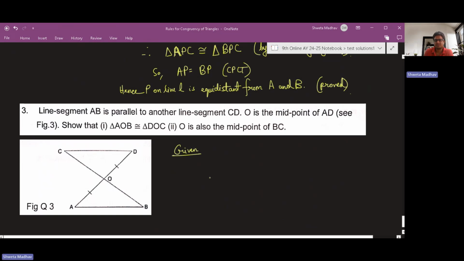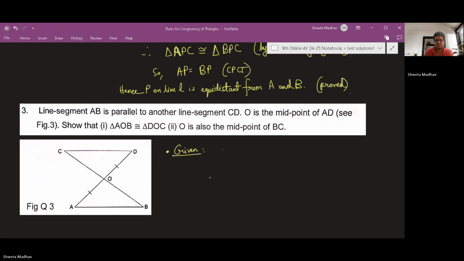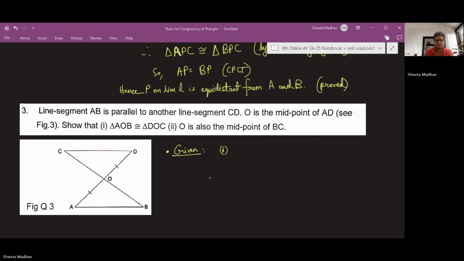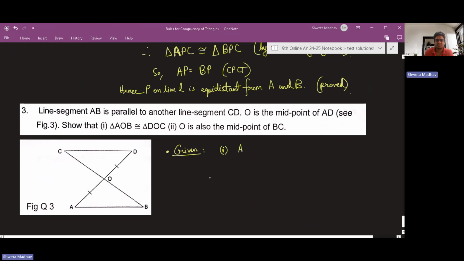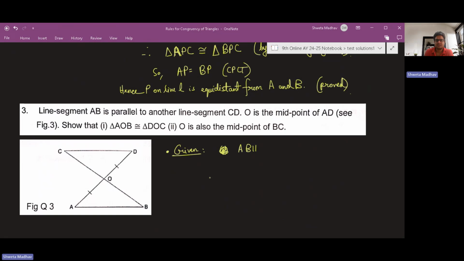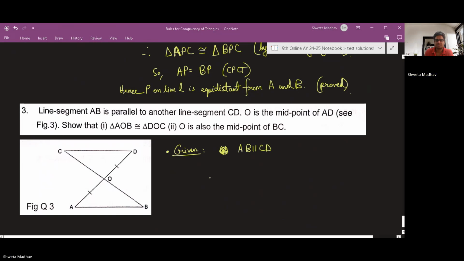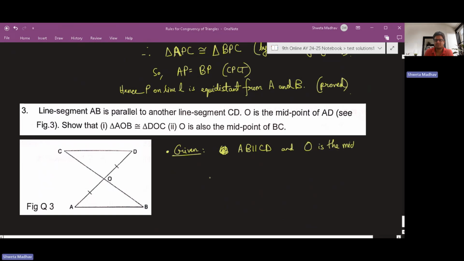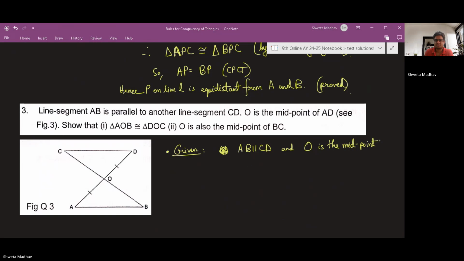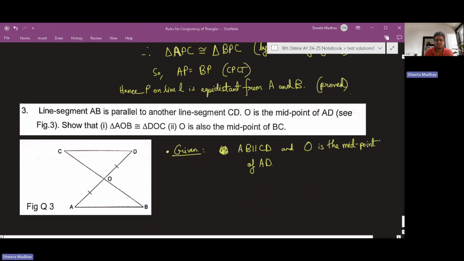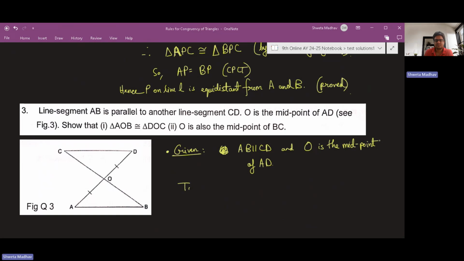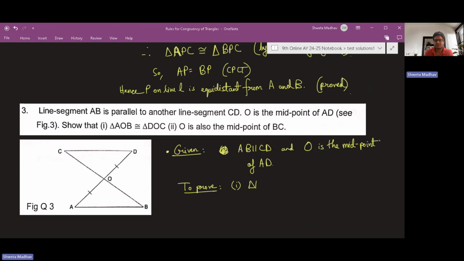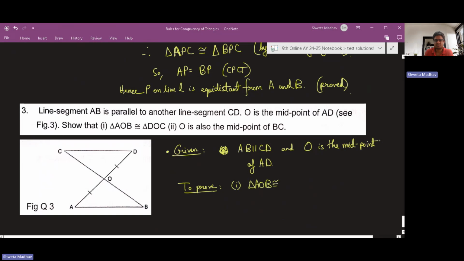So now it is given that AB is parallel to CD and O is the midpoint of AD. And we have to prove that the first part is triangle AOB is congruent to triangle DOC.